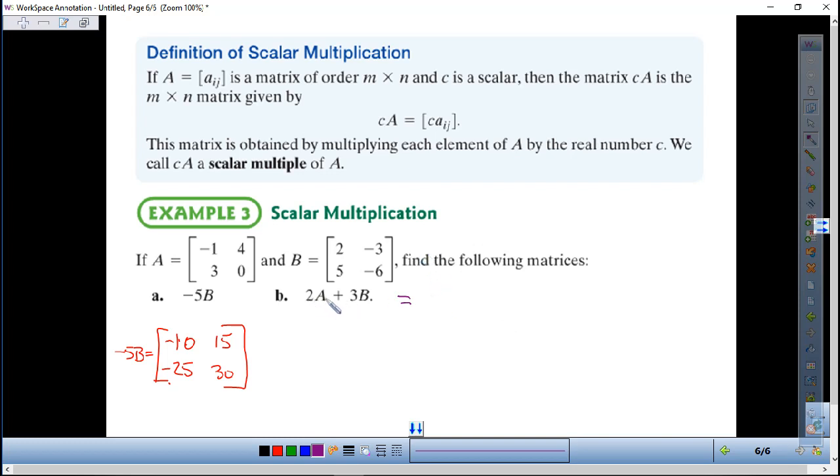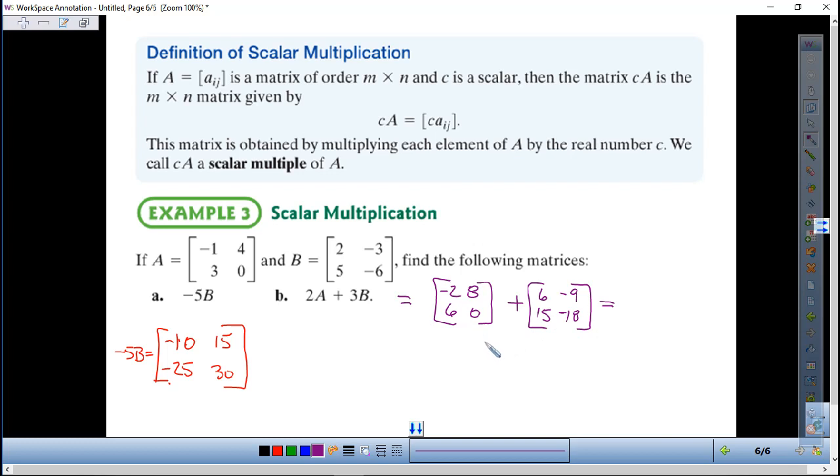So we've got 2 times matrix A. That's once again a 2 by 2. So if I have 2 times this, I'm going to get -2, 8, 6, and 0. And then I'm going to add 3 times matrix B. 3 times this is going to give me 6, -9, 15, -18. All right, and then I can do my addition.